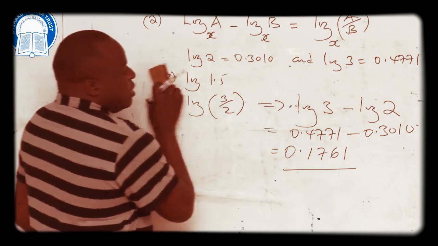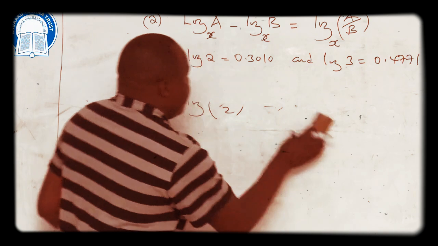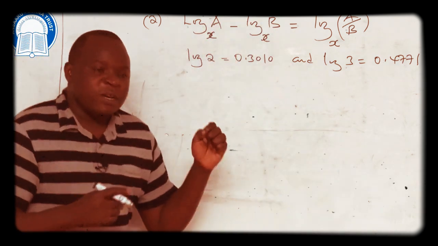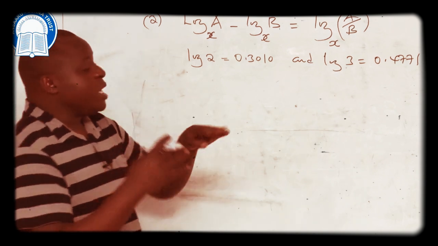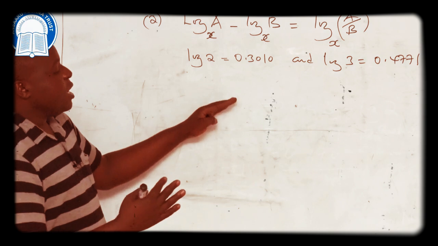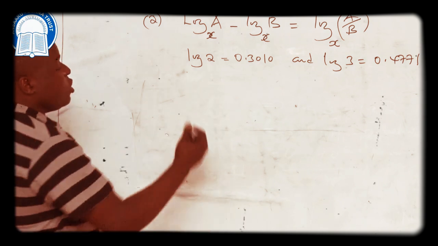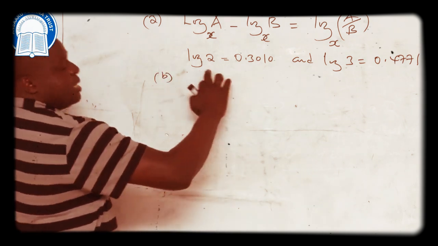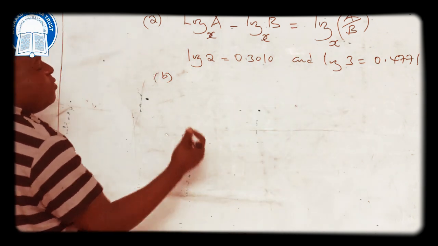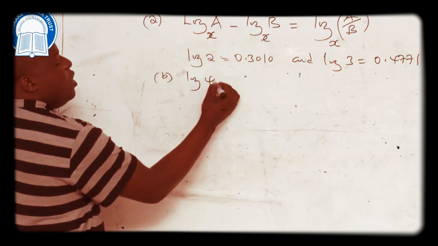The next one, next example. I can't use so many examples, but I hope the few examples I'm using should actually help. I'm trying very much to make sure that I use different sorts of examples to give different ideas. So the second one, B, example, same question. Given that log 2 equals this, log 3 equals this, find the value of log 4.5.